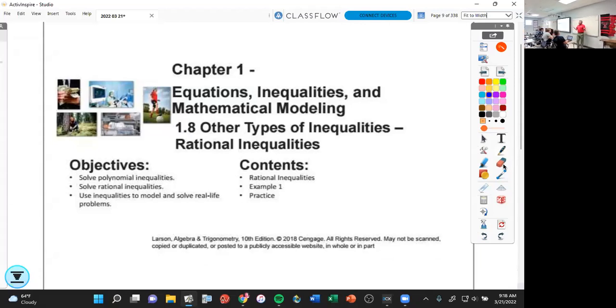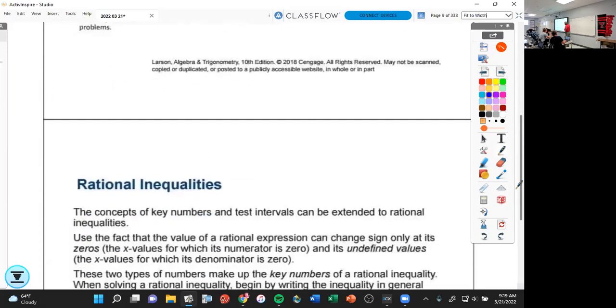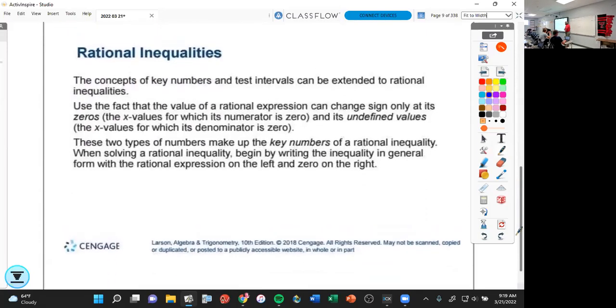Every time I ask this question, I get blank looks, like, what are you talking about? Fractions. Okay, so we have a polynomial in the numerator, we have a polynomial in the denominator. Makes it a rational, but now we're talking about inequalities instead of equations. We're going to talk about key numbers again. Remember, key numbers happen when the denominator is 0. Key numbers happen when the numerator is 0. So that's what we're looking for on these problems as well.